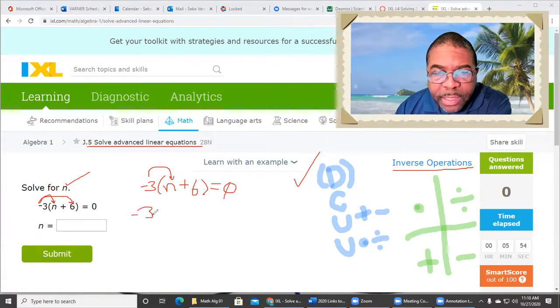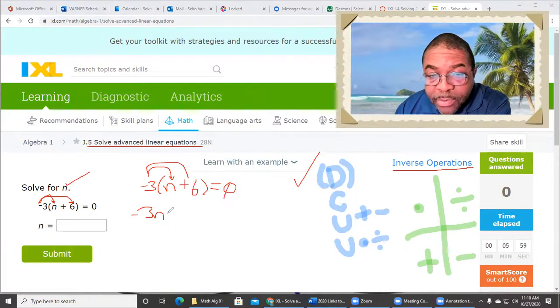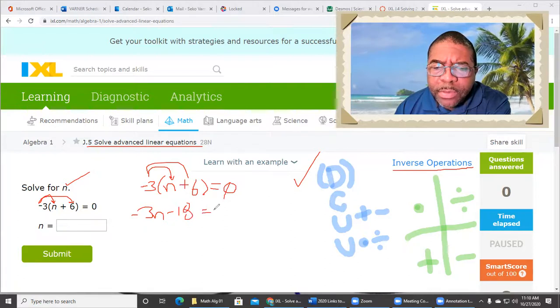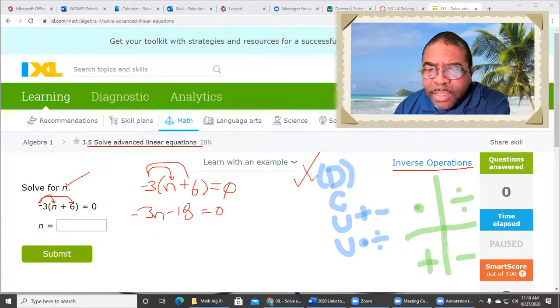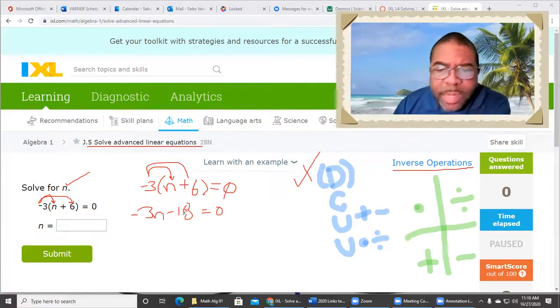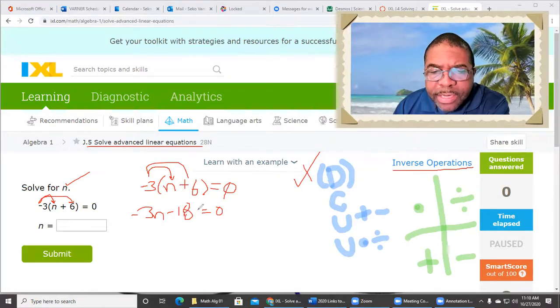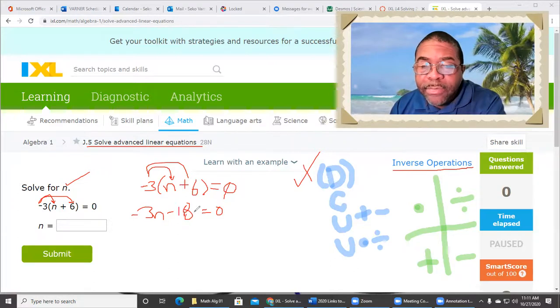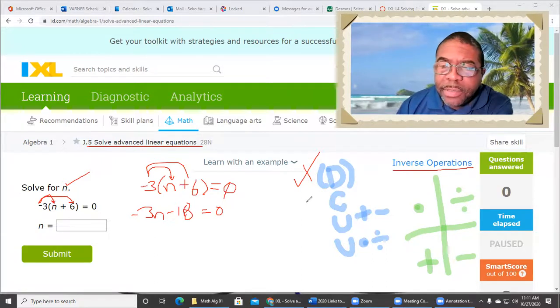Once again, I'm going to distribute negative 3 times n, which will give me negative 3n, and negative 3 times positive 6 is going to give me negative 18. Equals 0. So I did my distribution. Do I need to combine like terms? On this side of the equal sign, we have the variable family, the negative 3n, and the constant family, the negative 18. So I don't need to combine like terms.